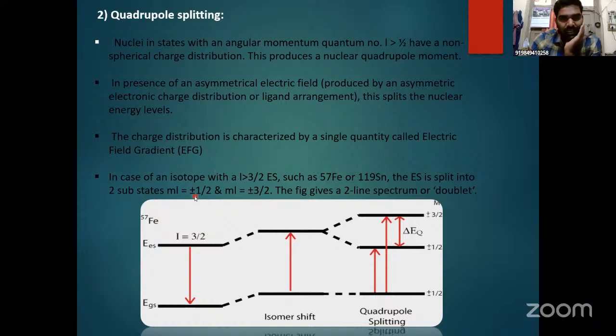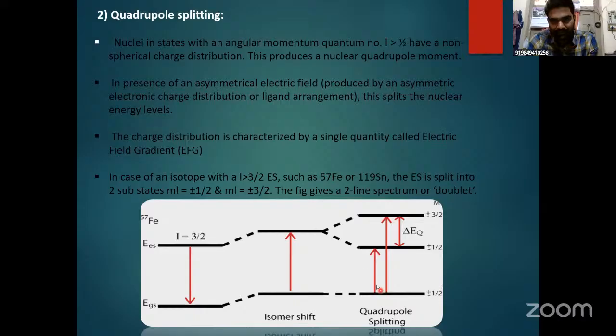Let us see this. In case of an isotope with I greater than 3/2, that is, if an isotope has angular momentum number I greater than 3/2, such as Fe57 or Sn119, the excited state is split into two substates, ML plus or minus half and ML plus or minus 3/2. Okay, it can be split into two states.